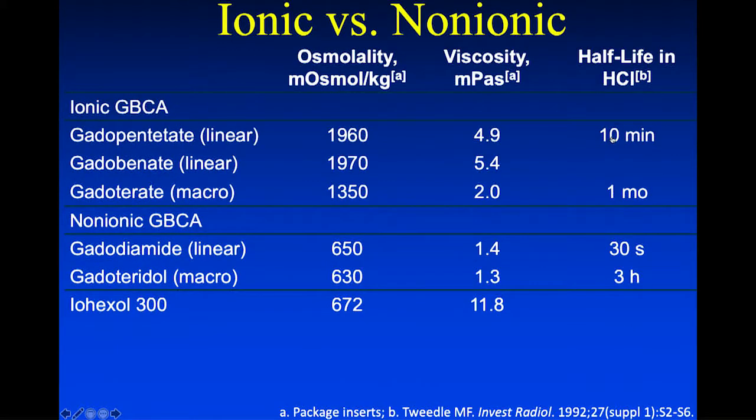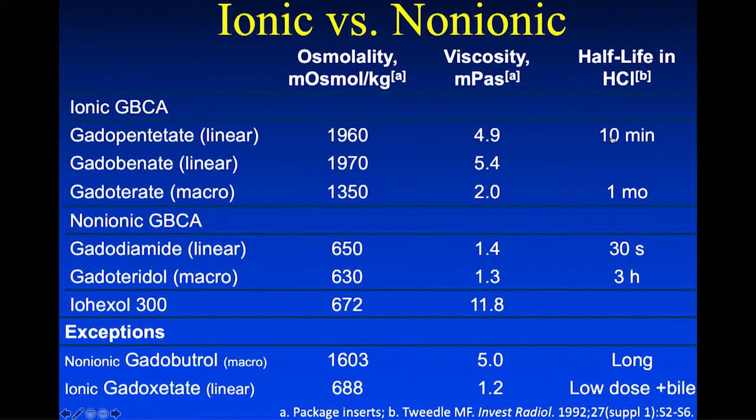The gadolinium can also be viewed as ionic versus non-ionic. And if we look, and there are a couple of exceptions, at the ionic gadolinium, you can see it has higher osmolality and higher viscosity, but longer half-life for dissociation in the presence of hydrochloric acid. And so that tends to make it less likely to dissociate, more stable, less likely to cause NSF, less likely to have GAD deposition in the brain.